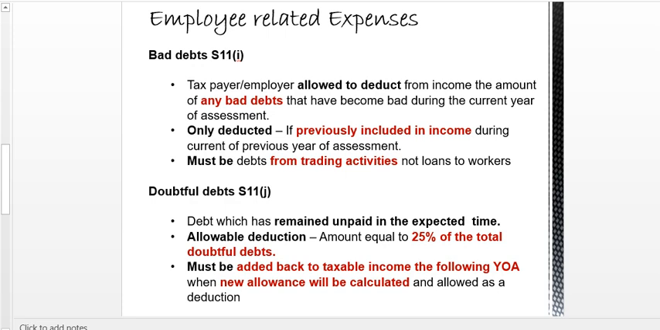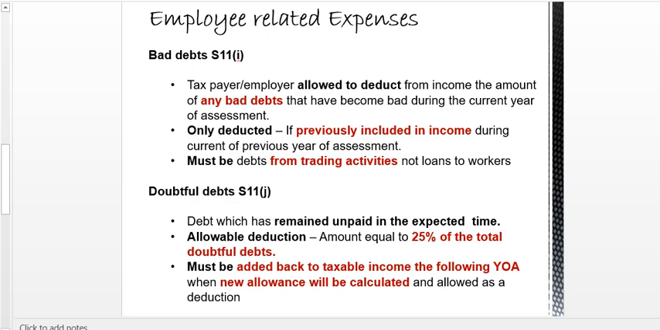Okay, so that's pretty straightforward. So doubtful debts in terms of section 11J, basically what that means is debts which have remained unpaid in the expected time. So the allowable deduction is an amount equal to 25% of the total doubtful debt, and it must be added back to the taxable income in the following year of assessment, when a new allowance will be calculated and allowed as a deduction.